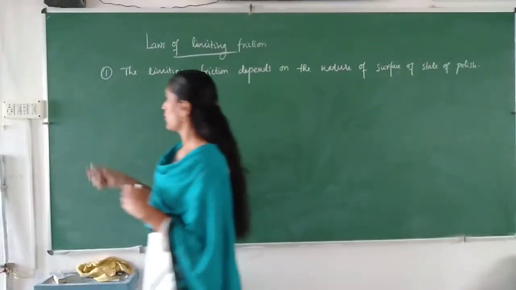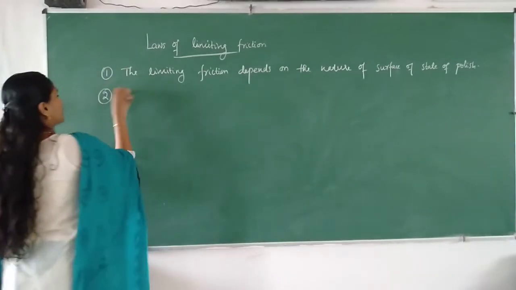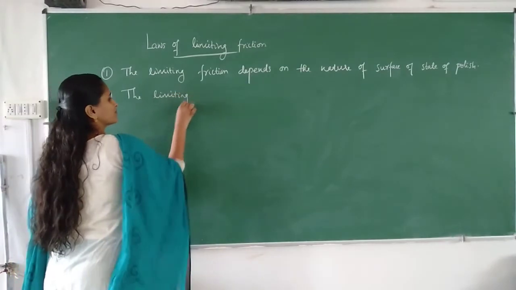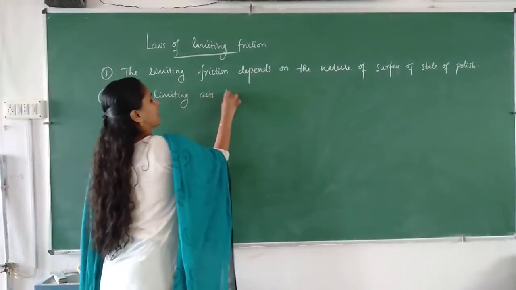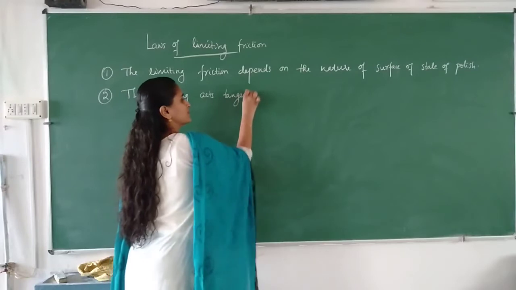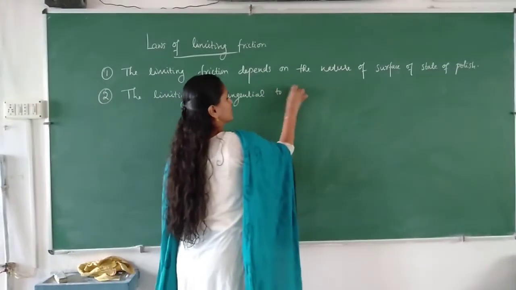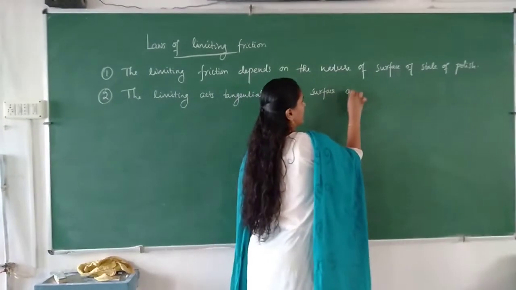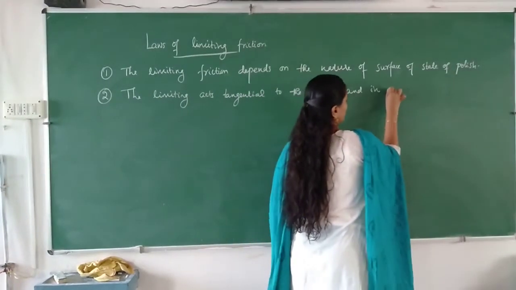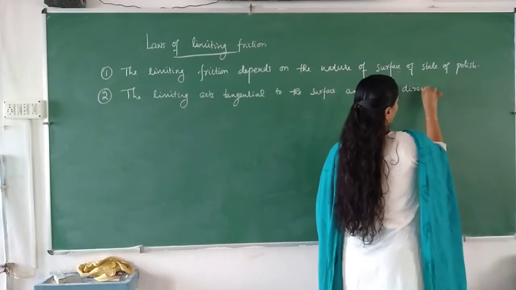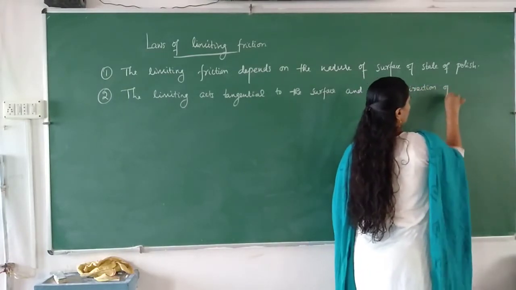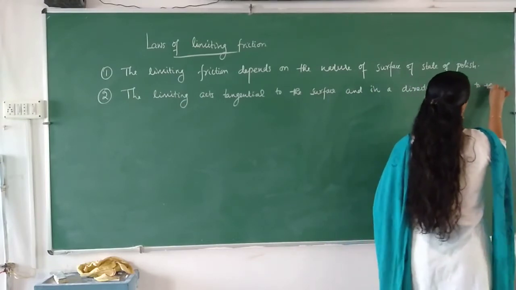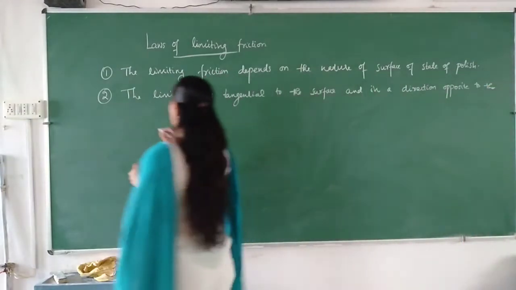That is the first law. And the second law: the limiting friction acts tangential to the surface and in a direction opposite to the direction of motion.